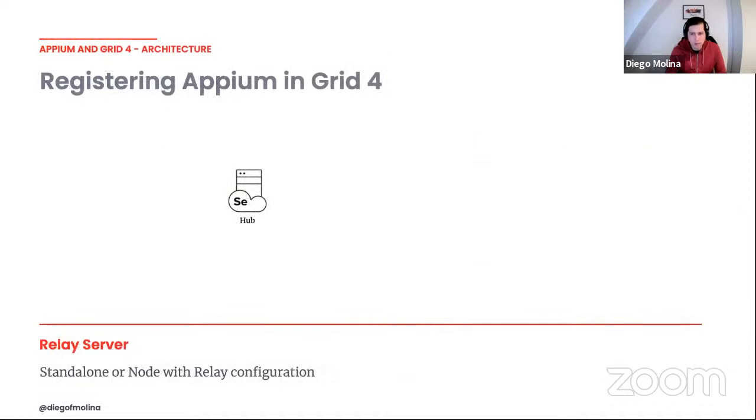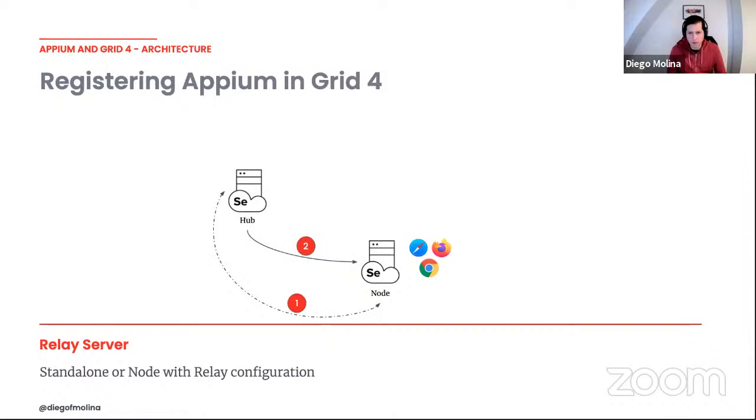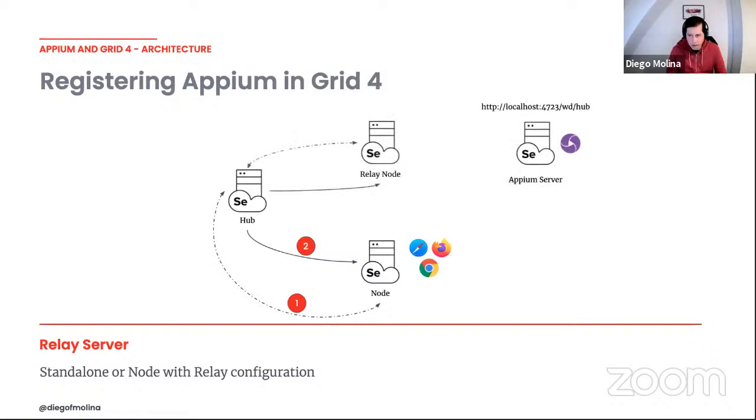It also works with Appium. You could have a node that registers normally, right? So we have a normal node with browsers. But the problem with Appium is that Appium doesn't send messages through a bus. So we implemented something that we call a relay node. And the relay node is only taking care of relaying messages back and forth.